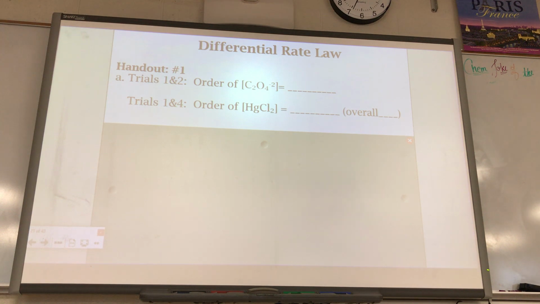That's why we have to run multiple trials. We've got to have a couple of trials where one of them is held constant and the other one changes, and we see what happens to the rate. Then the second one has to be held constant, where the first one changes, and we see what happens to the rate.